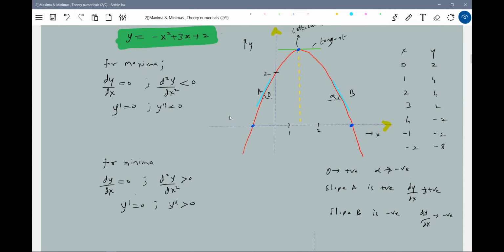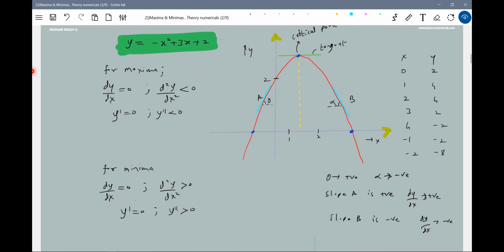Okay, let's take some function y equals minus x squared plus 3x plus 2. Let me plot that. How to plot it? We don't know anything about maxima and minima, so first we'll put x equals 0, 1, 2, 3, 4, and minus 1, minus 2. If you are very good at quadratic equations, you can also check the points where it will intercept the x-axis. For that, put y equals 0 and solve this equation.